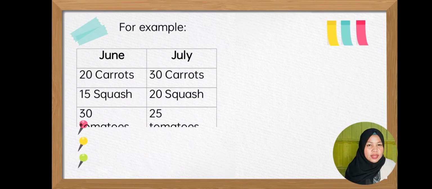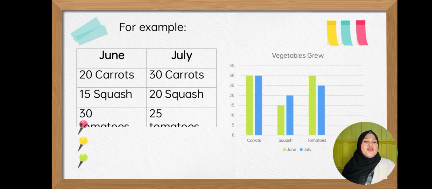So, how can we combine them? Of course, we need a key. For the month of June, we have a key with the color yellow-green. And for the month of July, we have a key with the color blue. And as you can observe, for the carrots, we have 20 carrots or 30 carrots, as stated in the given data. That is just an example.